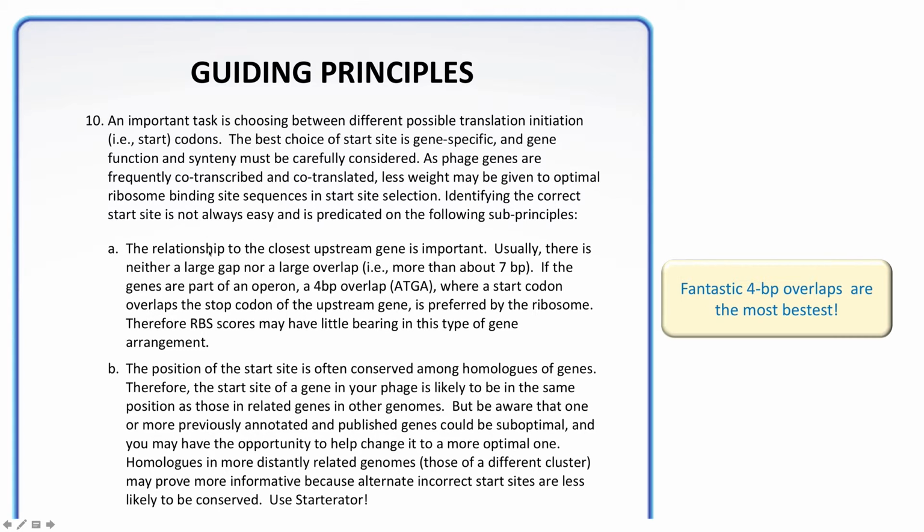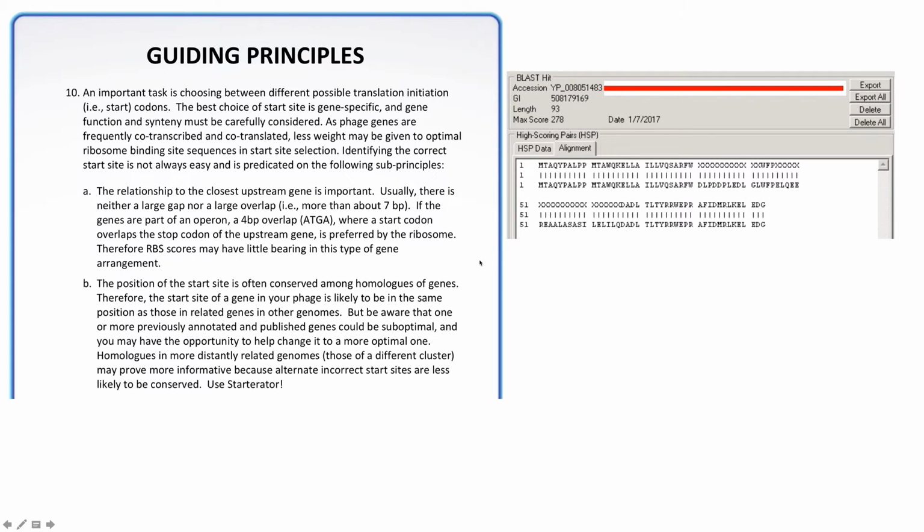And so that brings us again to the relationship with the closest upstream gene. Usually, there isn't a large gap and there isn't a large overlap. Overlaps usually are about 4 to 7 base pairs in length. Again, 4 base pairs is the best. Finally, the position of the start is usually conserved among homologs of genes. So a gene that's found in one phage, where the homolog, meaning a very, very similar sequence, is found in other phage, they usually have conserved starts.